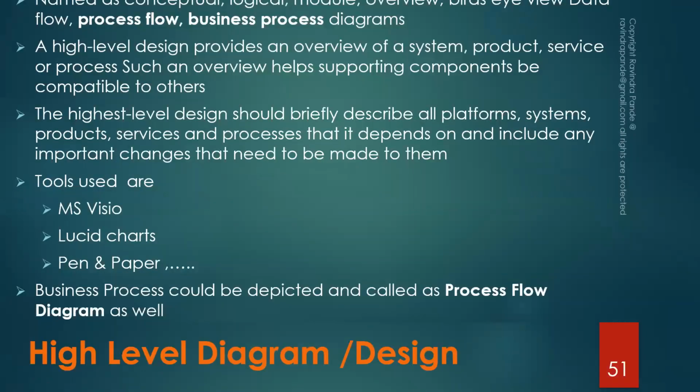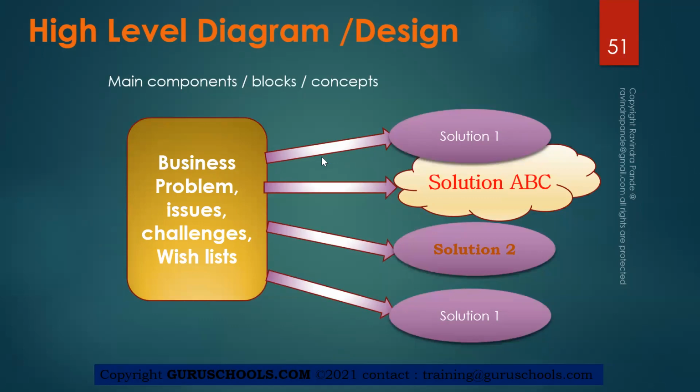Okay, let me show you a sample high-level diagram here, drawn by one of the students in our last-to-last batch. So normally the thought process, oh no, this is a generalization of what you can call a high-level diagram. So we have business problems, issues, challenges, and then solution one, solution two, solution three, and so on and so forth. Now here what we are trying to do is address each and every business problem, issue, challenge, and wish list with a solution.